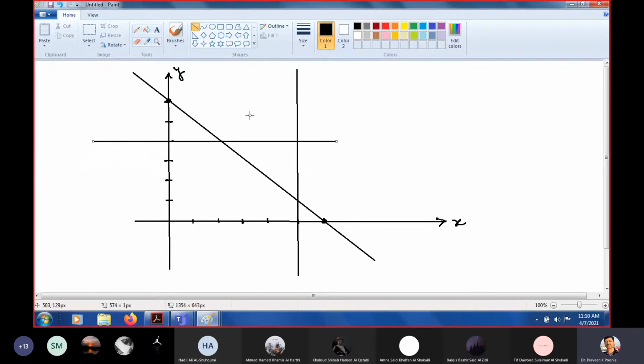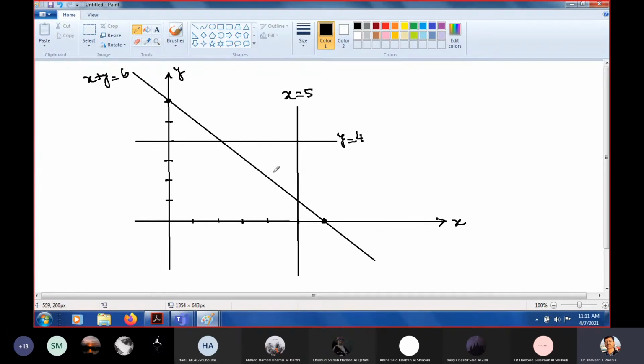Yes, this is clear. Now if you see, this is x equal to 5. This is y equal to 4. And this line is x plus y equal to 6.